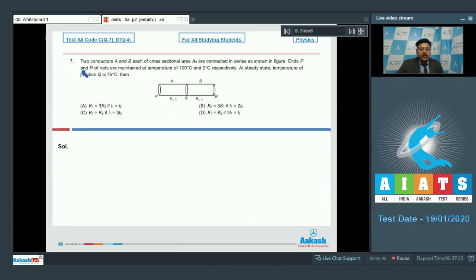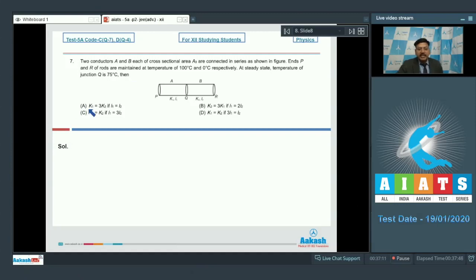Question 7 says two conductors A and B, each of cross-sectional area A0, are connected in series as shown in figure. Ends P and R of rods are maintained at temperature of 100 degrees C and 0 degrees C respectively. At steady state, temperature of junction Q is 75 degrees C.